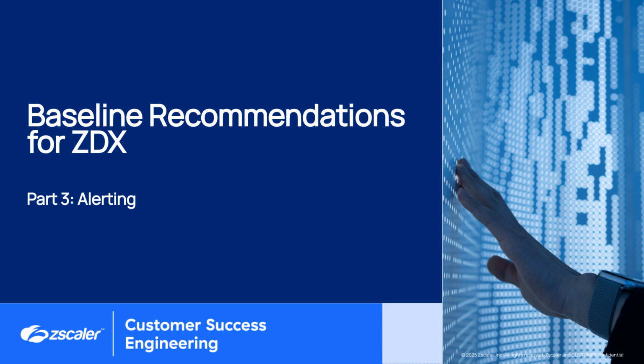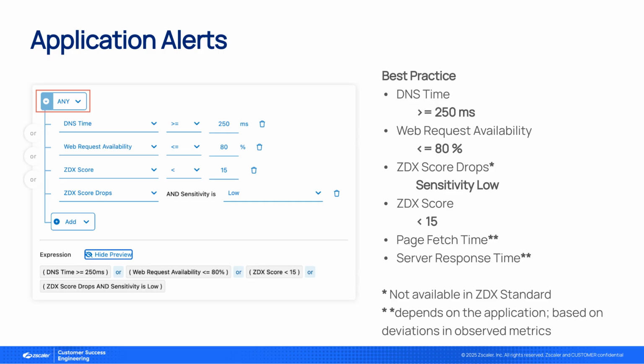In this series of short videos, we're taking a look at the baseline recommendations for configuring Zscaler Digital Experience, or ZDX. This is part 3, which covers configuring alerts. ZDX allows you to configure 3 types of alerts, each of which monitors specific metrics. Let's take a look at the recommended configuration for all 3 types.